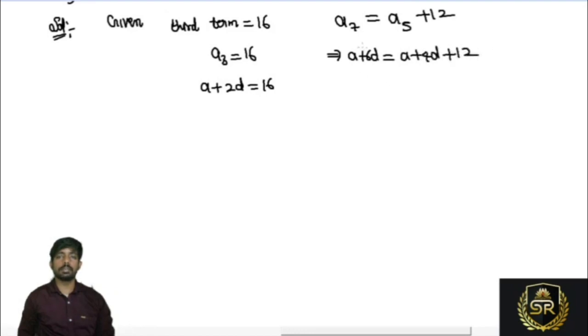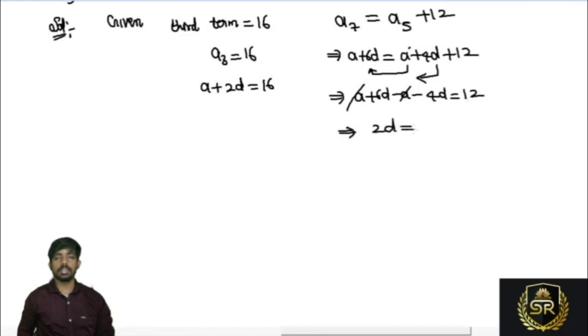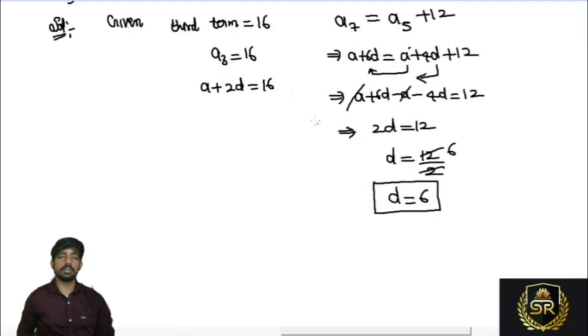Now a cancels. If I bring this term to the left hand side, I get minus a minus 4d. So a plus 6d minus a minus 4d equals 12. Plus a minus a is 0, and 6d minus 4d is 2d, which equals 12. Sending 2 to the right hand side, d equals 12 by 2, so d equals 6.